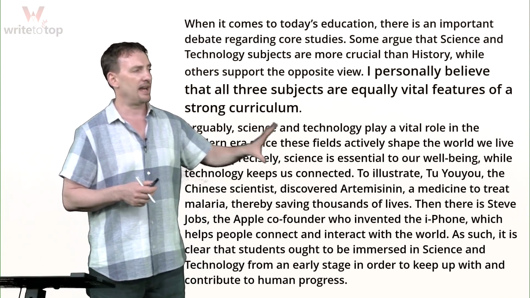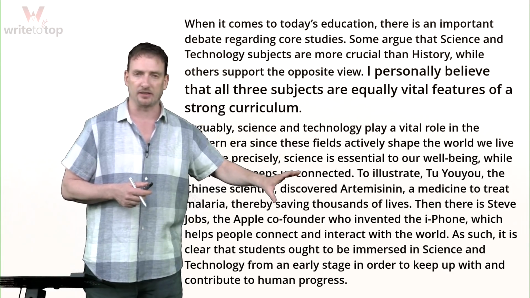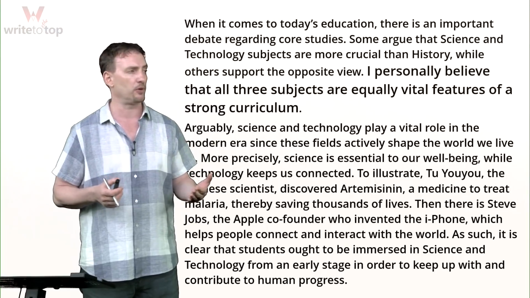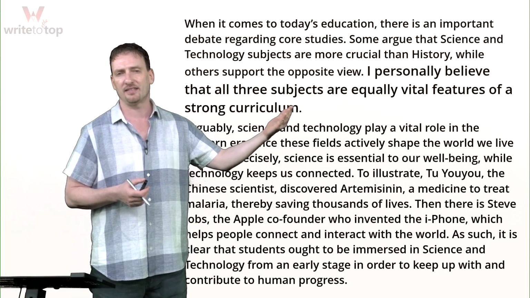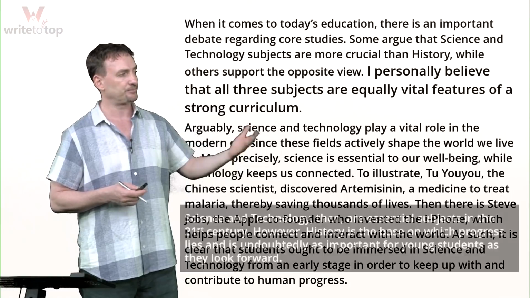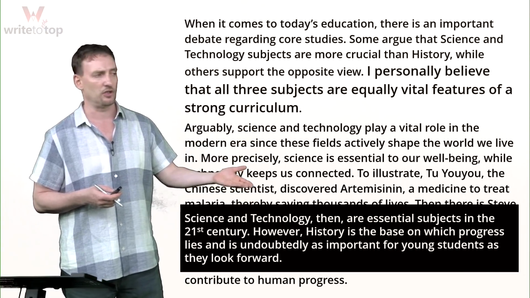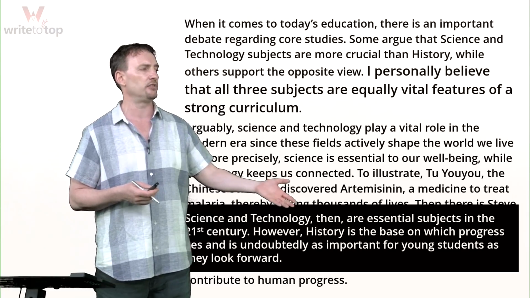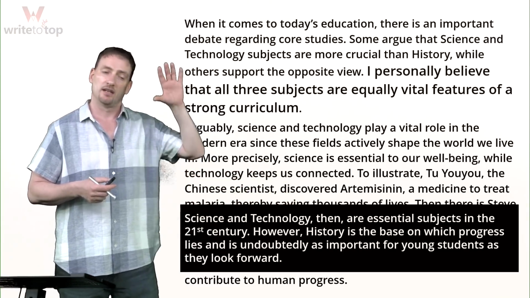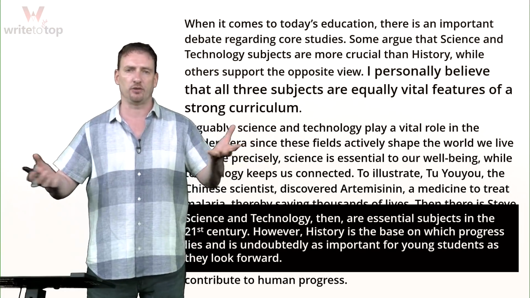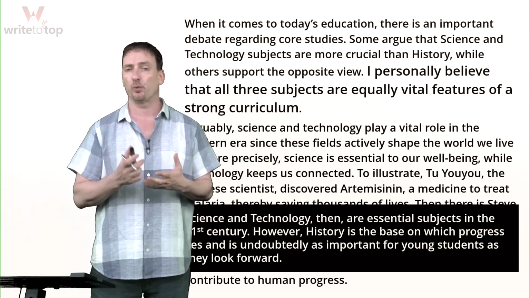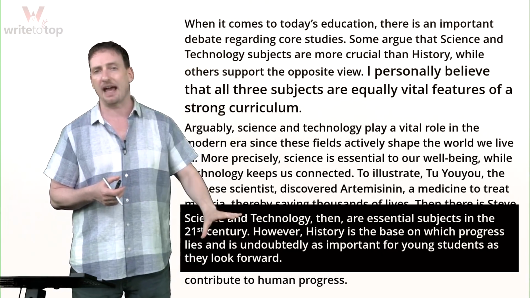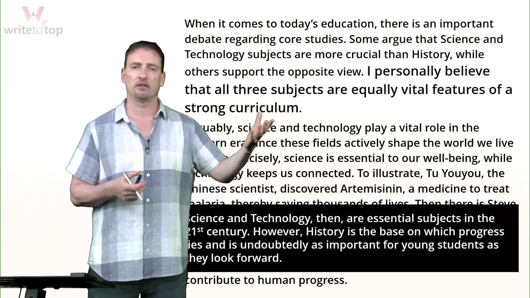And then I have a balanced argument for science and technology and a balanced argument for history. Both of them are good. Both of them are important. And then I changed the thesis statement to reflect that. And the conclusion also. "Science and technology are essential subjects in the 21st century. However, history is the base on which progress lies." You need science and technology, but you need history to hold up science and technology. They all work together. Very balanced from first paragraph to last paragraph, and then you get your higher task achievement score.